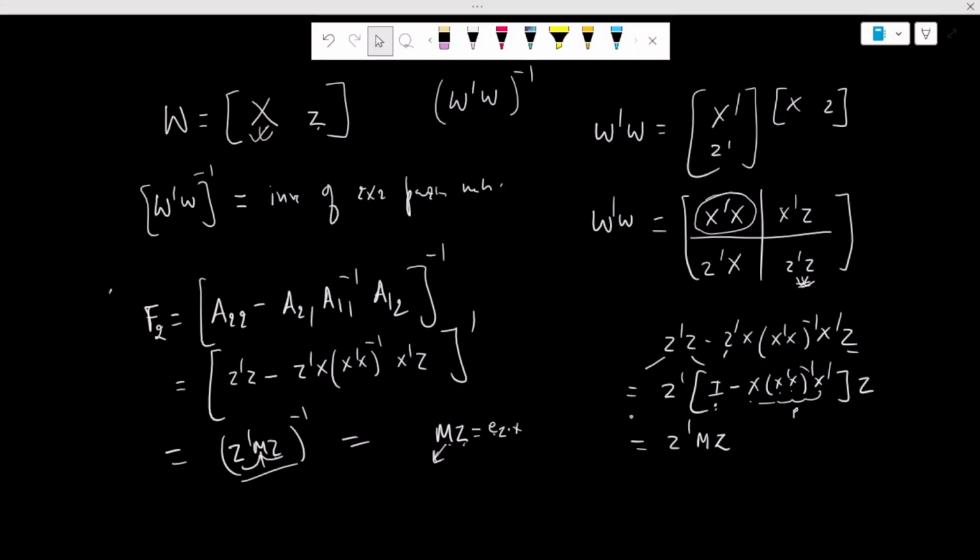So once again, the inverse of a 2 by 2 partition matrix is very useful to understand some of the important concepts in econometrics. So this is it for this tutorial.